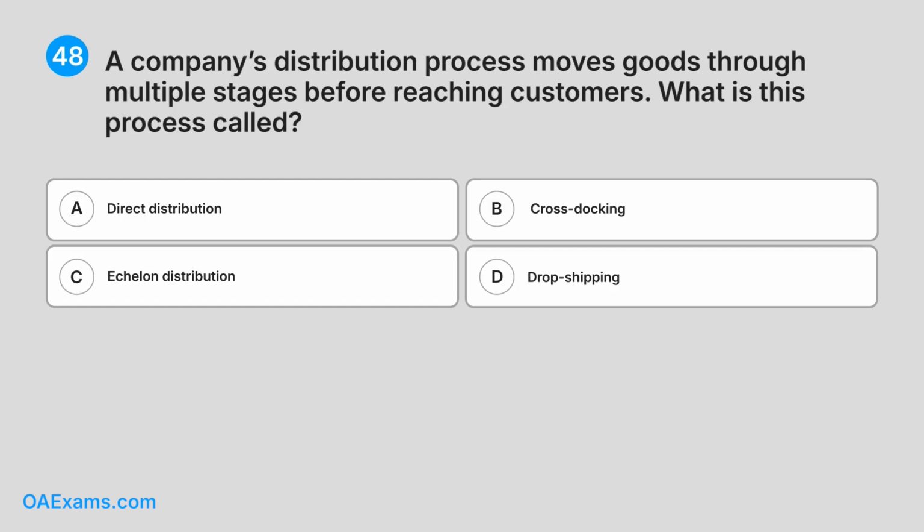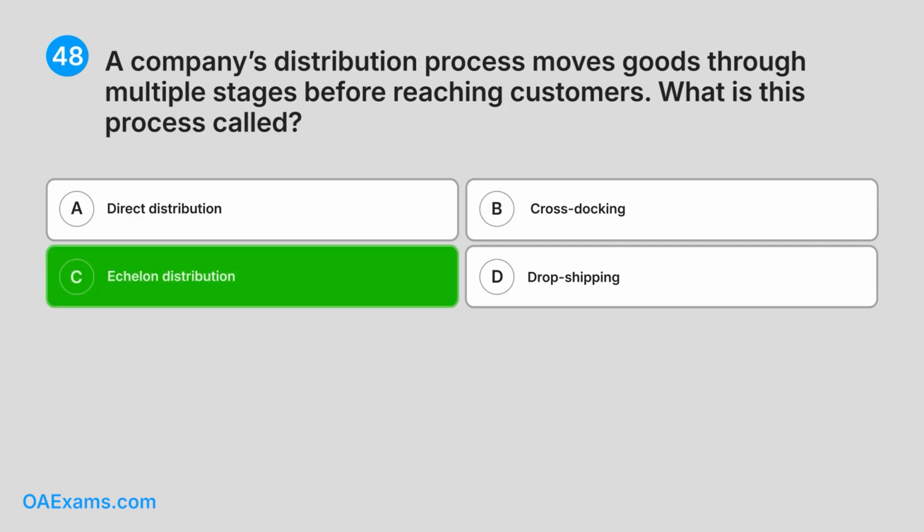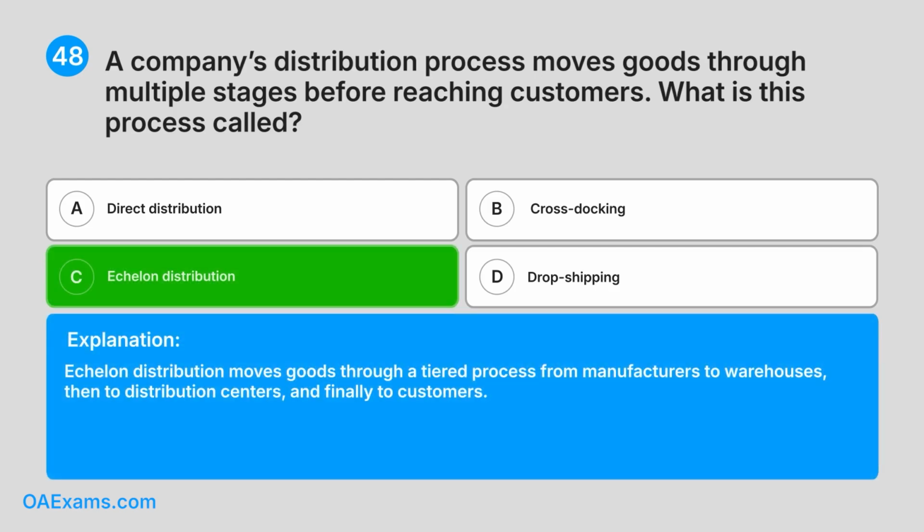Correct answer. C. Echelon distribution. Explanation. Echelon distribution moves goods through a tiered process from manufacturers to warehouses, then to distribution centers, and finally to customers.